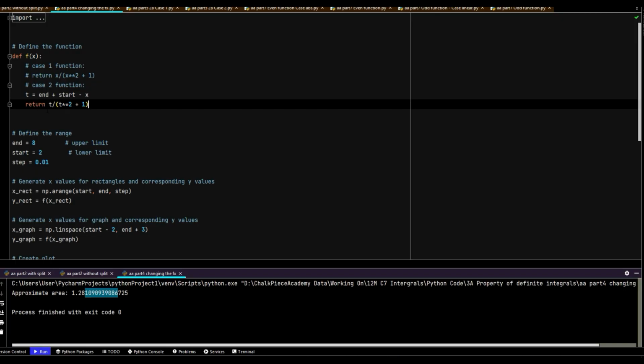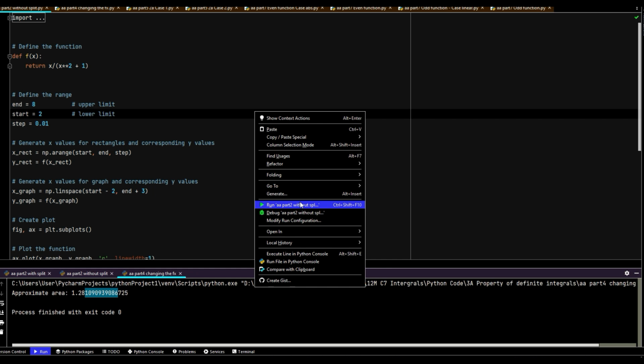I've done the same. The expression is the same, but in place of x, we have a plus b, that is the upper limit plus lower limit, minus x. Right? So let's look at this graphically too.